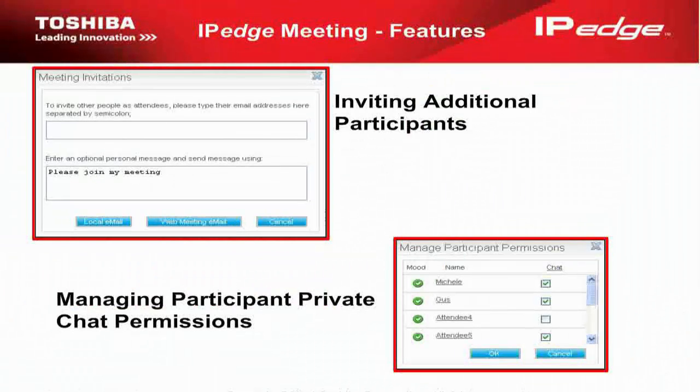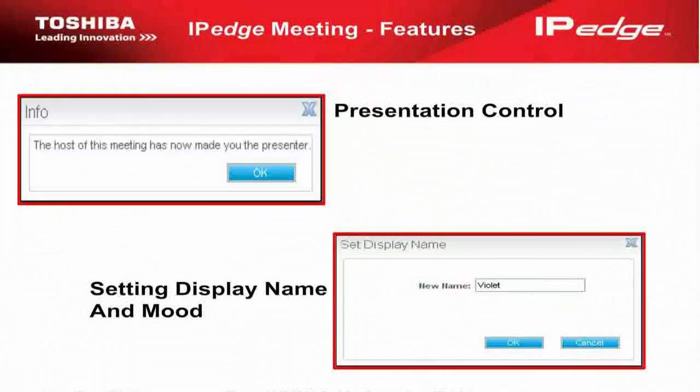The moderator and participants can invite additional participants at any time during the web conference. The system displays the meeting invitations page. The moderator can manage whether participants can chat privately or not. The system displays the Manage Participant Permissions page.